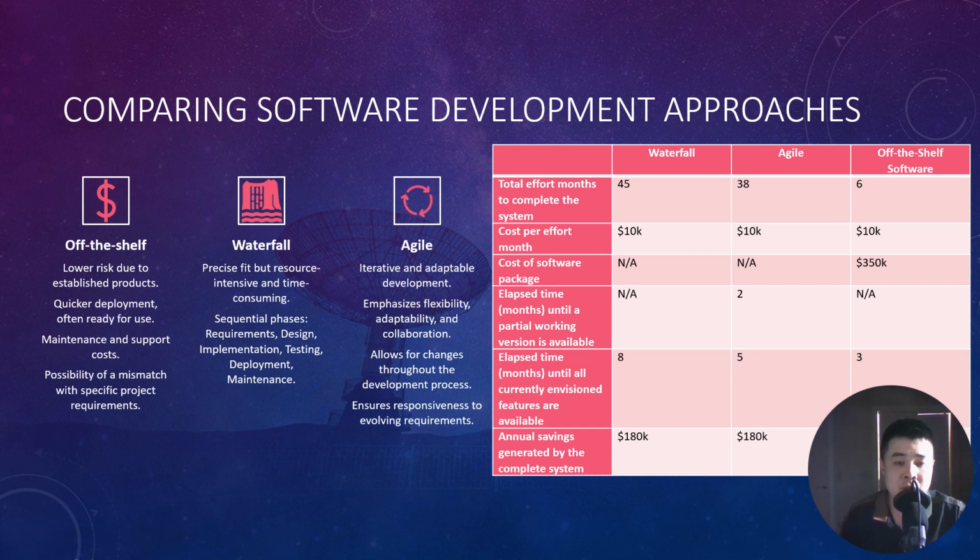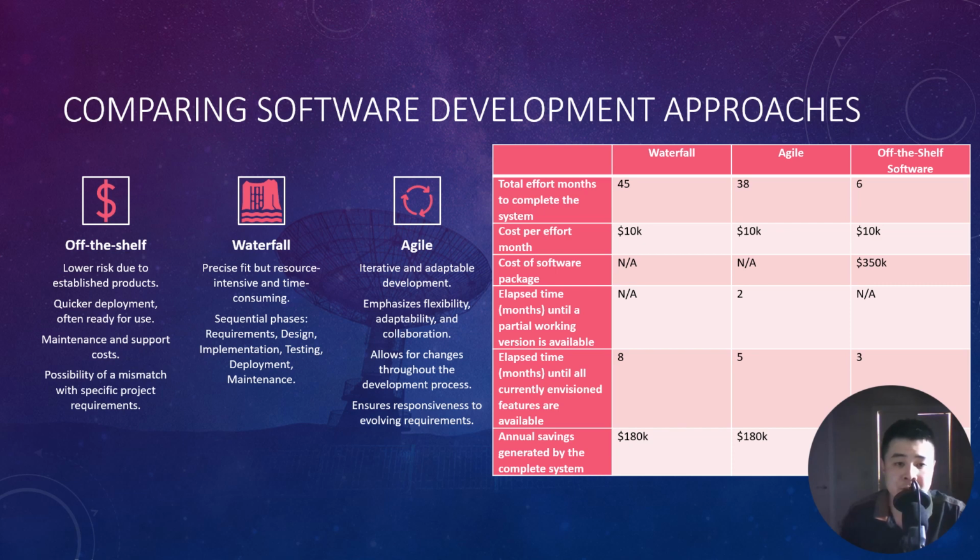Agile, on the other hand, is an iterative, adaptable, and collaboration-focused approach. It allows for change throughout the development and remains responsive to evolving requirements. Now let's evaluate the approaches based on the data from the project process chart on the right side.